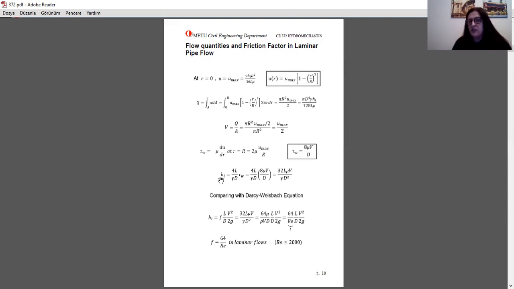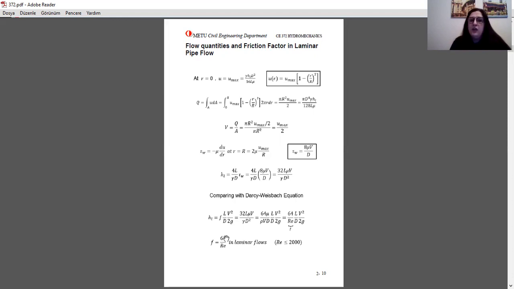From that wall shear stress, I find the loss for laminar flow conditions, and from the Darcy-Weisbach relation and the relation that we had obtained, we concluded that the friction factor f for laminar flows is equal to 64 divided by Reynolds number. This is a very, very important result. So let me just repeat it again.